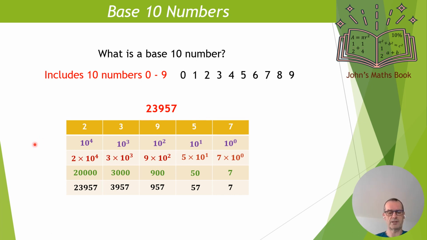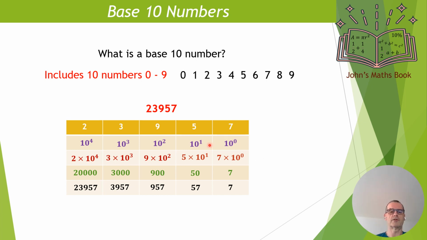The important thing to notice here is that each column is a factor of 10 greater than the one to its right. So if we start over on the right, in our first column we have a value of 7. Now we'll notice that there is no column to the right of 7, so it's multiplied by a factor of 10 to the power of 0. 7 multiplied by 10 to the power of 0 is 7 because 10 to the power of 0 is 1.